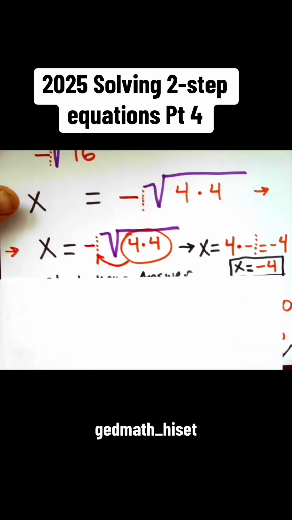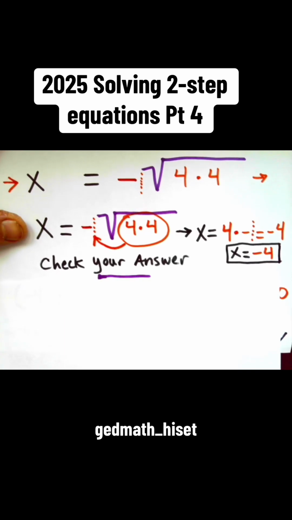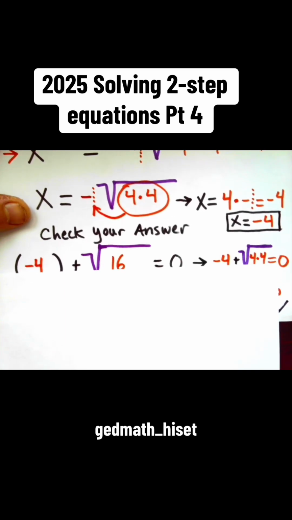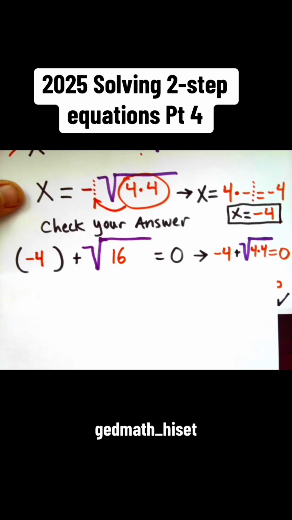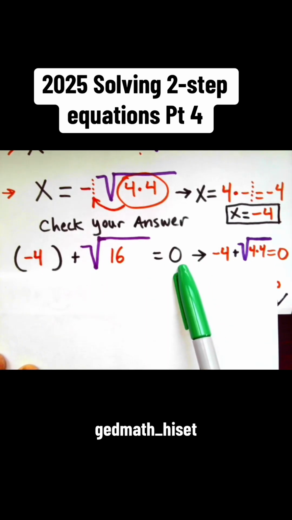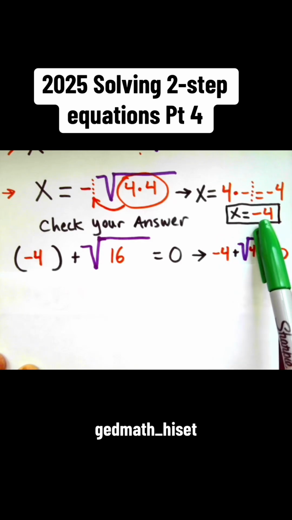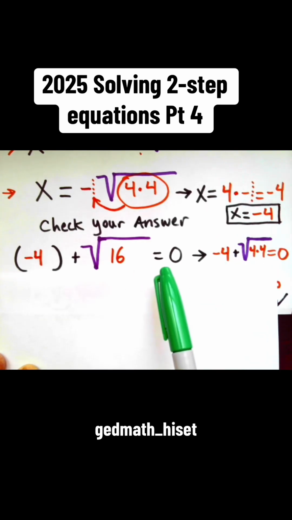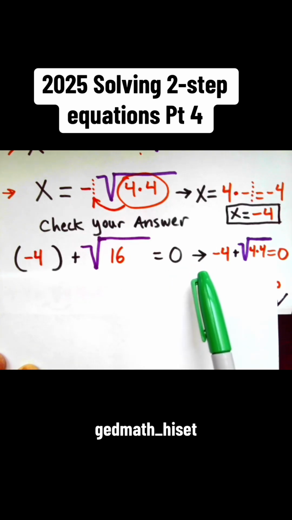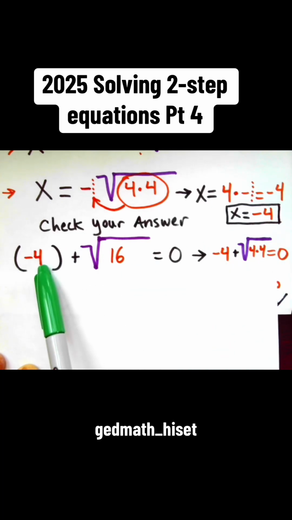Hey, I want to check my answer. So we're going to do that now in these last few steps. You write down that original problem. In that original problem, it was x plus the square root of 16 equals 0. Everywhere I saw x, I can substitute what I think is the answer. And if one side of the equation equals the other side of the equation, then I know my answer is correct. X equals a negative 4. So I'll substitute that negative 4 where x was in the original problem.